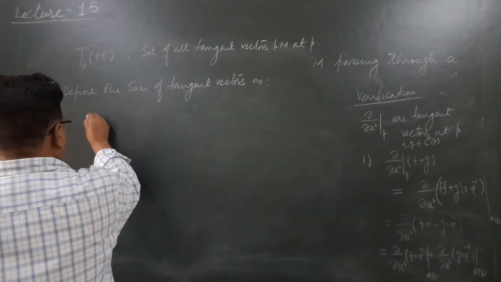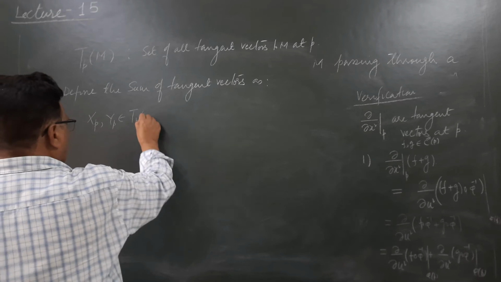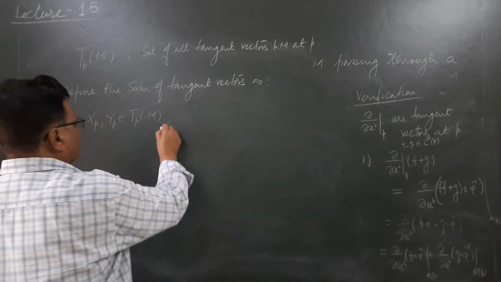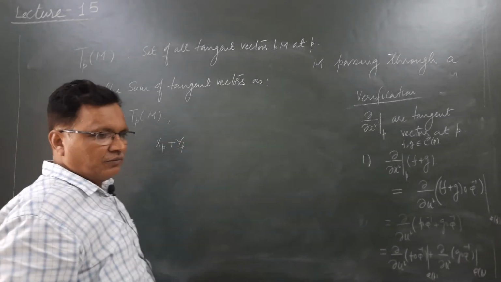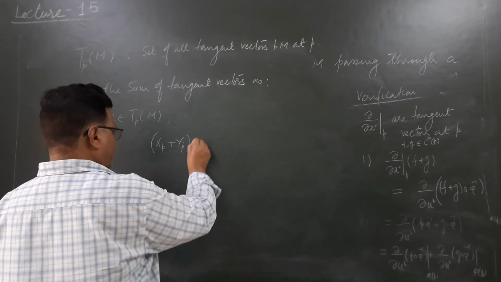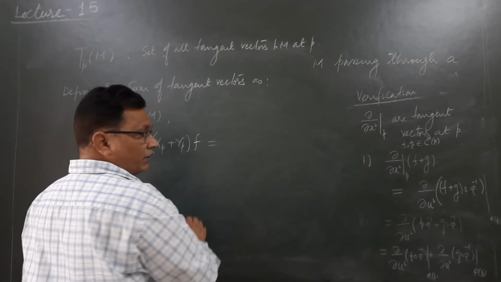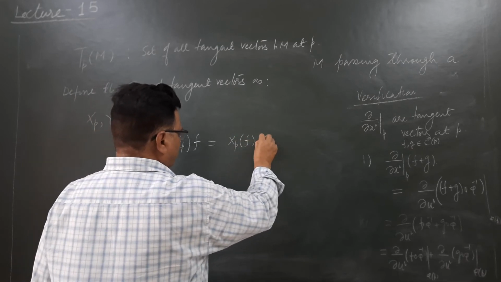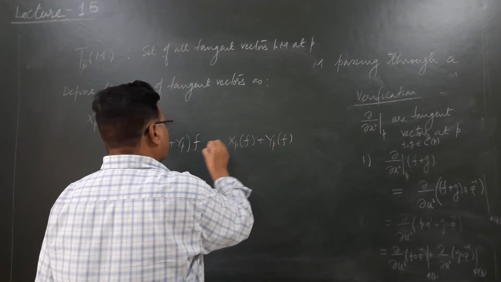I will pick two arbitrary vectors in TPM, and will define the sum as xp plus yp. Tangent vectors on manifolds are operators on functions, so they must operate on functions and it must give some real number. So I define like this, xpf plus ypf. This is the sum that we propose.